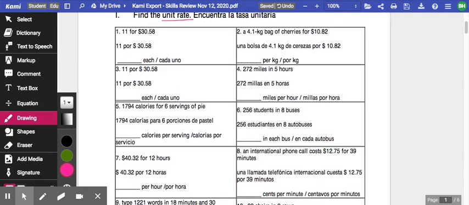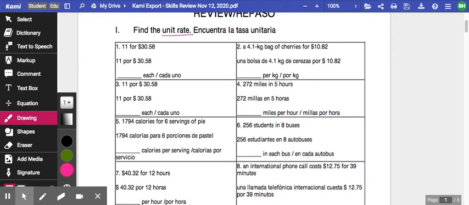Let's just go with number 1 here. It's 11 things for $30.58. Remember, first write out that ratio: 11 for 30.58. If you end up writing it out like this, you're not going to get what you want, because we want to know how much for each.